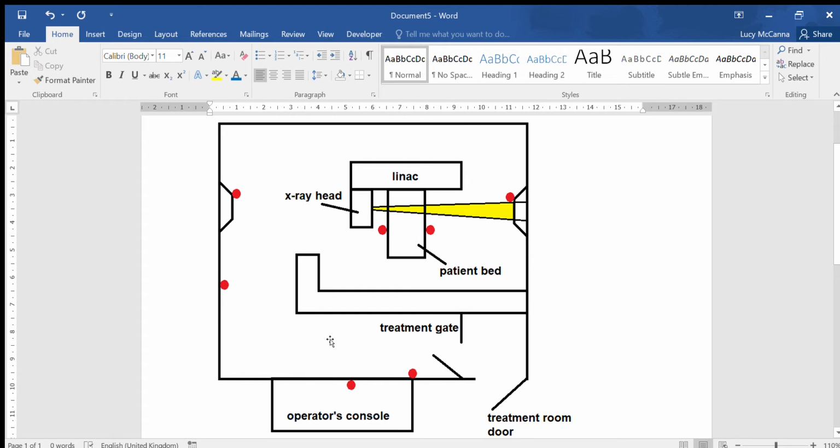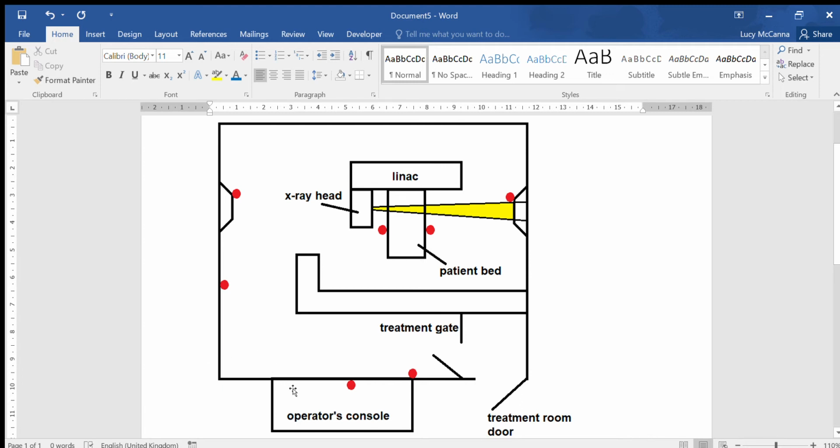There's some other features here that I'm going to talk you through, and this is going to help you to complete your matching activity, where you have got the features of the treatment room and why we have them and how they reduce the risks to the patient and the technicians that are in the room delivering the treatment. Okay, so I'm just going to talk through this quickly.